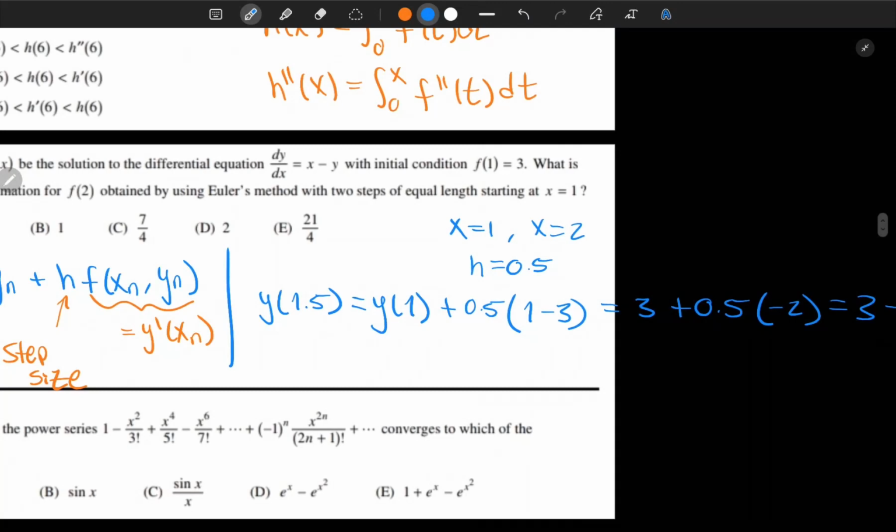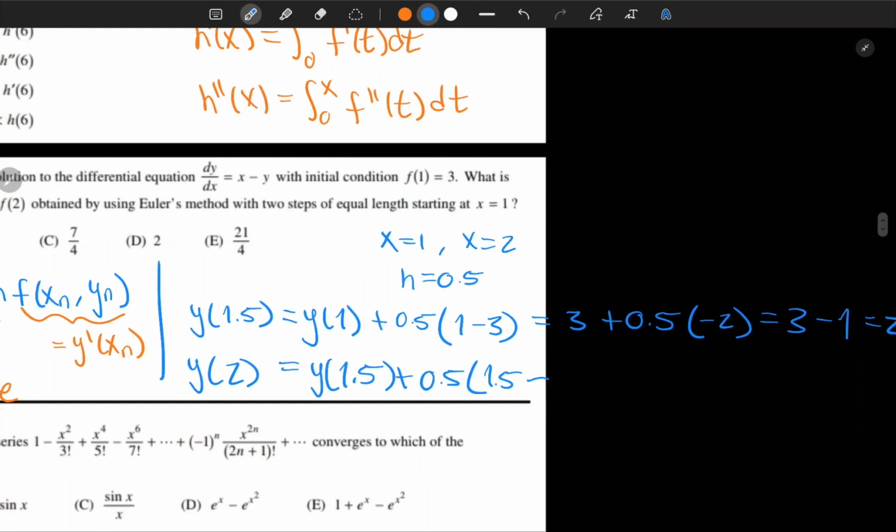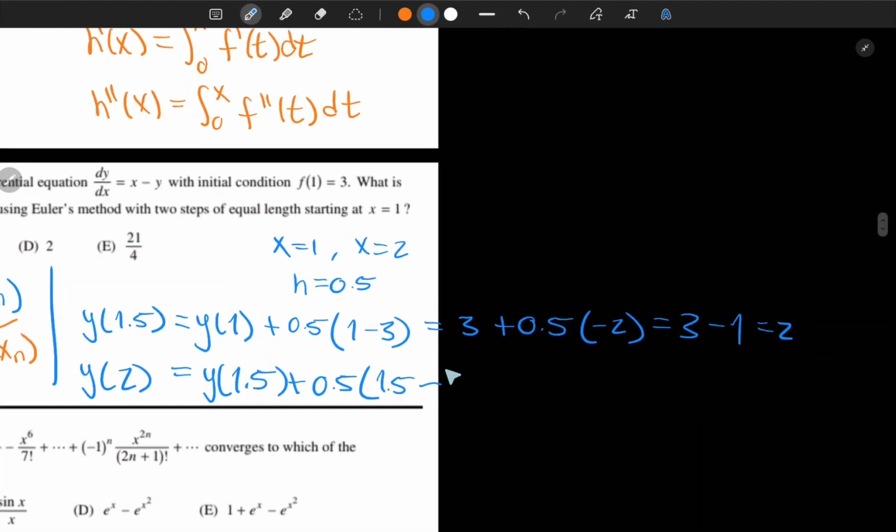Doing the last step of Euler's method, we see that y of 2, we take another half step. So this is equal to y of 1.5 plus 0.5 times, well, what are the x and y values? Because we want to plug in here dy dx. So the x value here is given by 1.5, because that's the old x value. And then we subtract the old y value, which is y of 1.5, which we computed to be 2.